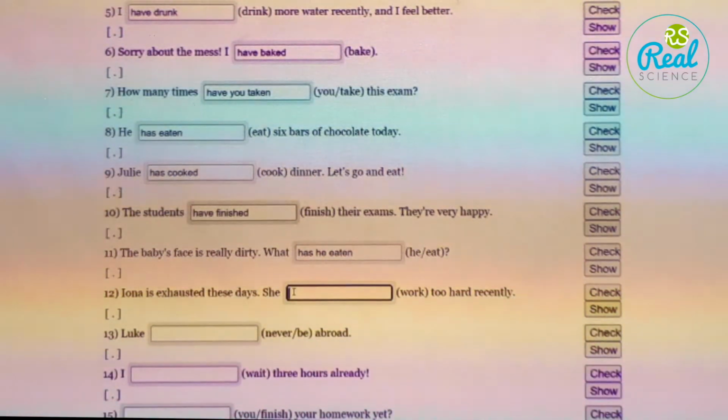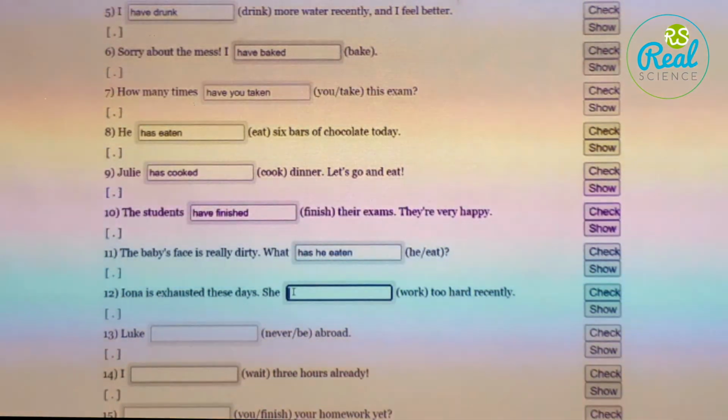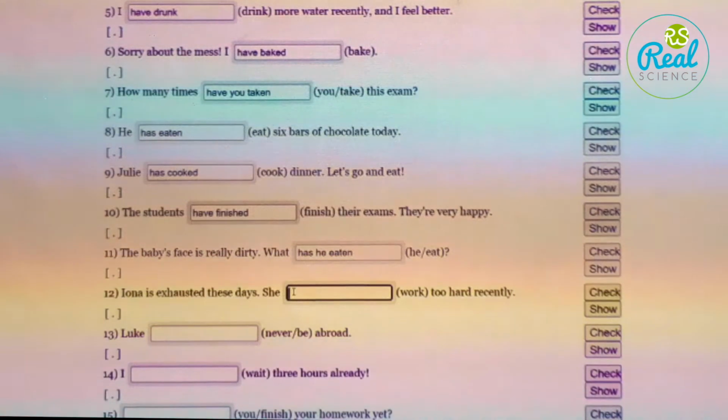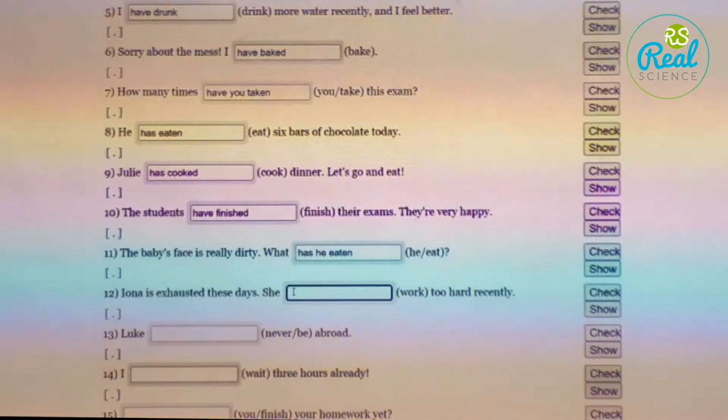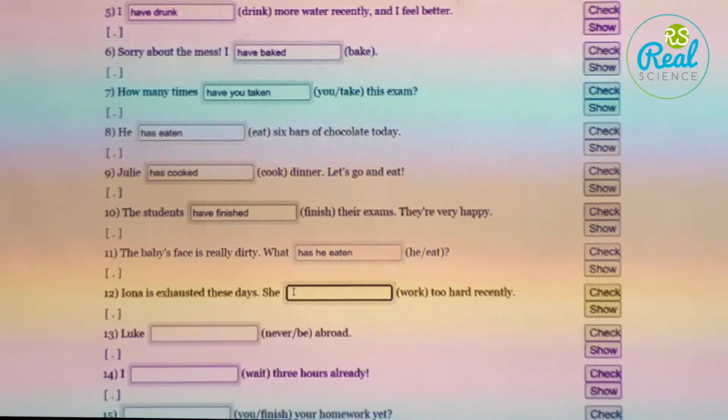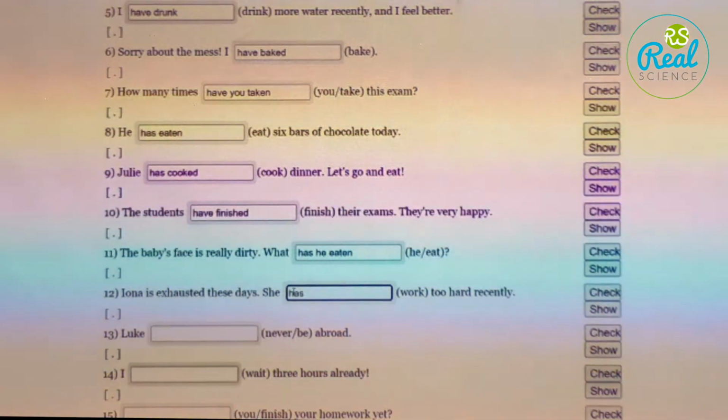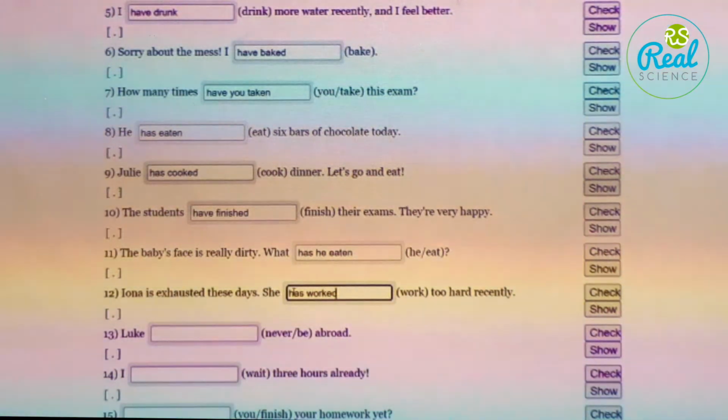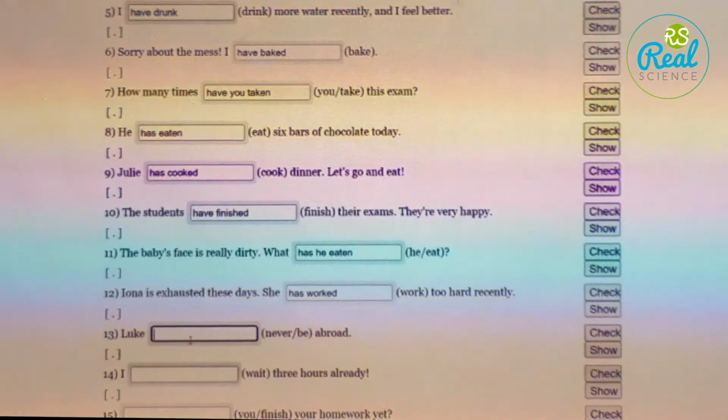Next one, Aziza Karimova. She has been working too hard recently. Okay, she has worked. Yes. Okay. 13th.